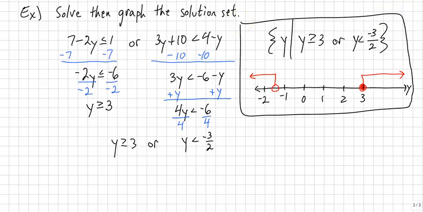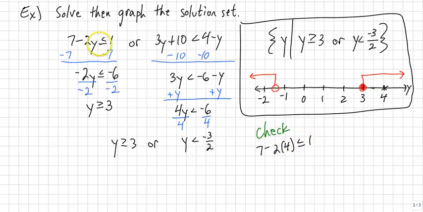And again, there's no perfect way to check your answer, but you could pick one of the values in the shaded region and try it. And if it works, I'd feel pretty good about that, especially on a test. So let's say we grab 4, because that's in the shaded region. Let's try it.